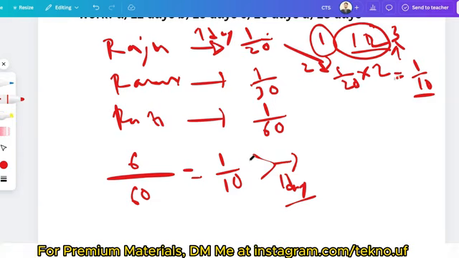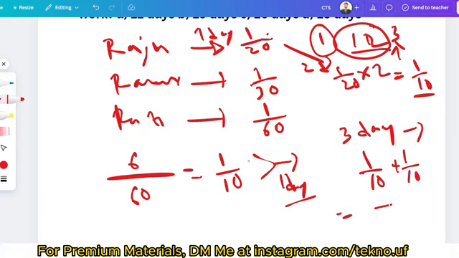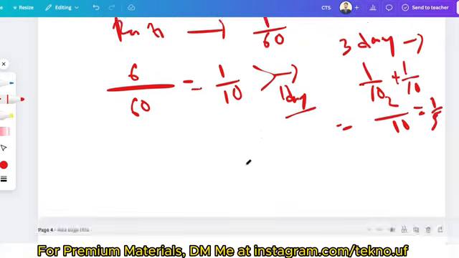So 1 by 10 amount of work is done by Raju in 2 days, and 1 by 10 amount of work is done in one day by all of them together. So in 3 days, how much total work has been done? That is 1 by 10 by Raju alone and 1 by 10 by all three. So this becomes 1 by 5. So in 3 days, 1 by 5 amount of work has been done.